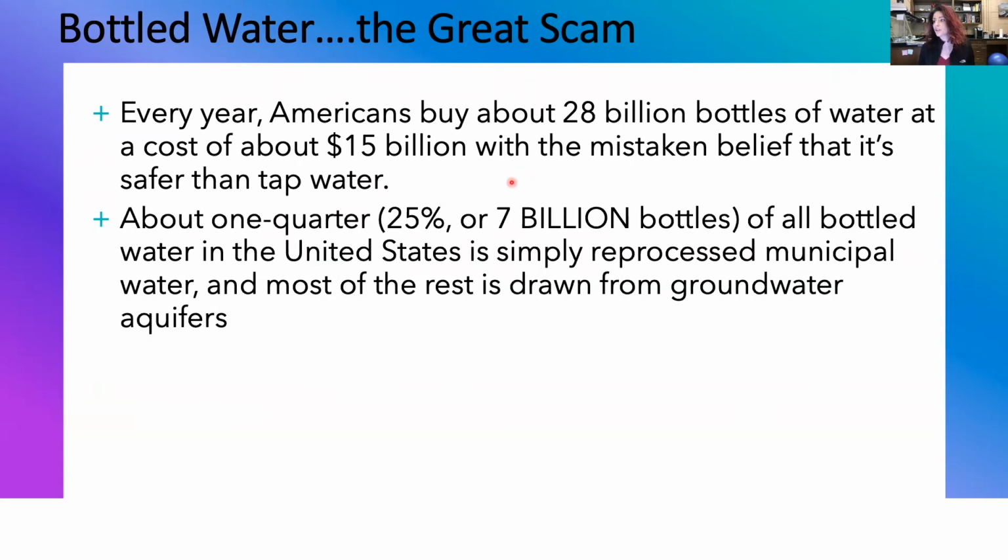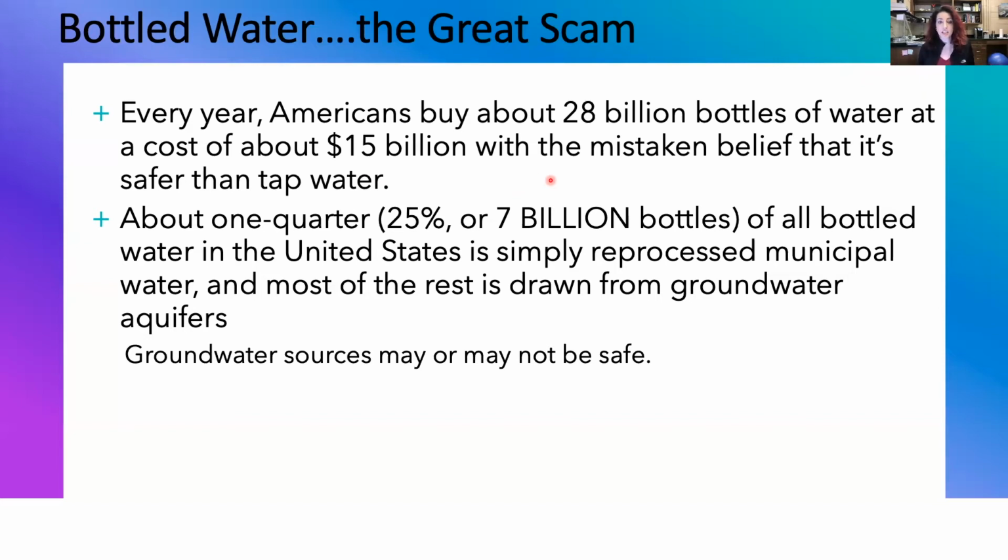About 1/4, or 7 billion bottles, of all bottled water in the United States is simply reprocessed municipal water. The rest is simply drawn from groundwater aquifers, and groundwater sources may or may not be safe. So in other words, when you're buying a bottle of water, you're getting reprocessed municipal water that you could have easily gotten from your tap, or you're getting it from groundwater sources that may or may not be safe.